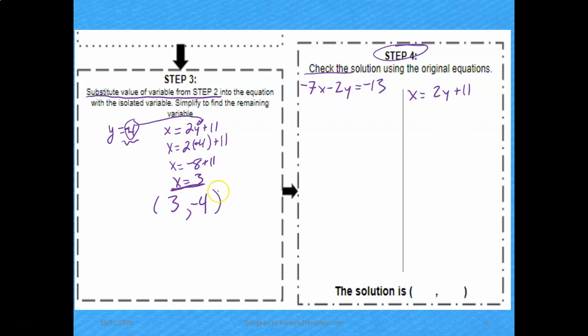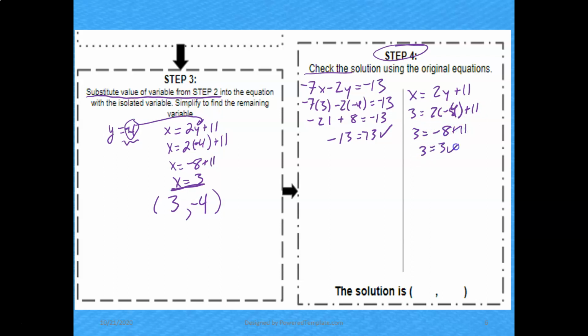All right, in this example, I would plug in the 3 and negative 4, so negative 7 times 3 minus 2 times negative 4 equals negative 13. Negative 21 plus 8 does in fact equal negative 13. So that one works out. And then in this one, I would get 3 equals 2 times negative 4 plus 11. 3 equals negative 8 plus 11, which does in fact work out as well. So my solution is 3, negative 4. Okay, let's do another one.